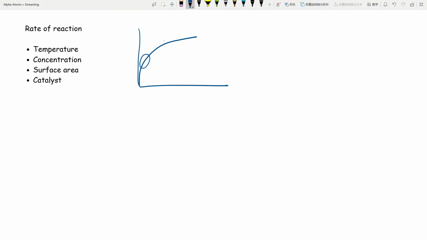The key thing we always talk about is temperature, because when you increase temperature, you have more kinetic energy. When you have more kinetic energy, the particles move around more. When they move around more, they're more likely to collide. And once they do collide, a higher proportion of these collisions will have a sufficient amount of energy to overcome the activation energy, and that will result in a successful collision. Therefore, the number of successful collisions per unit time would increase, hence a higher rate of reaction.